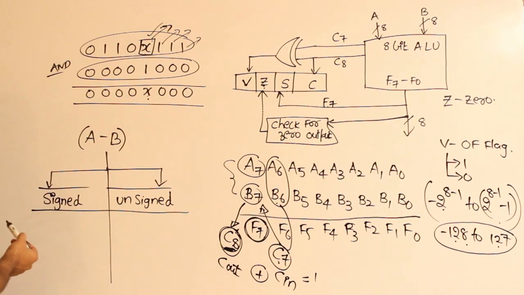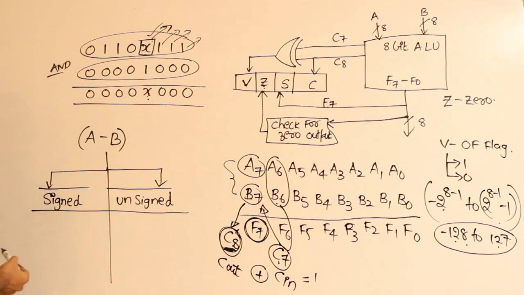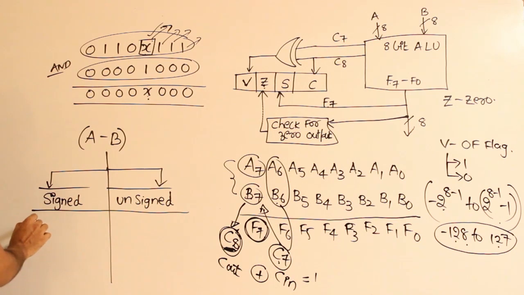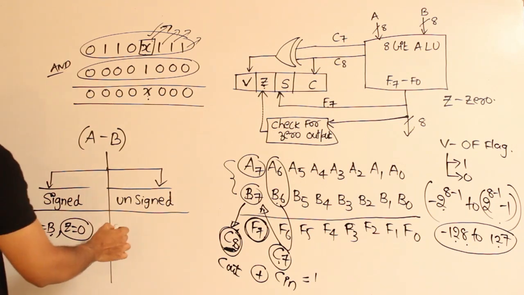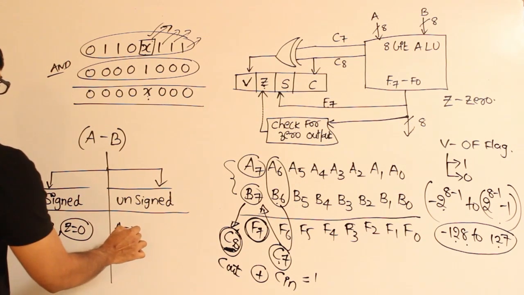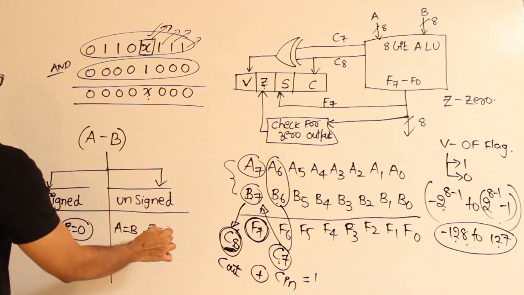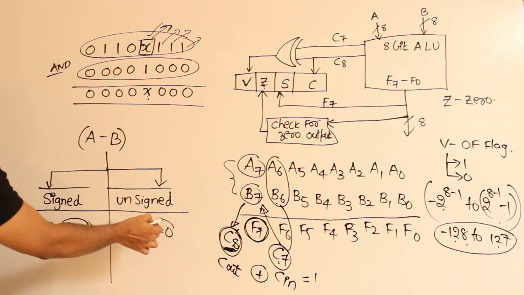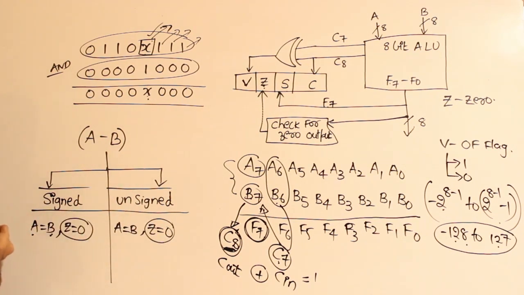So what happens is, if A and B are signed or unsigned, in the case of signed, if A equal to B, then Z will be equal to 0. By using this condition we can test, or we can declare that A is equal to B. Even in unsigned numbers also, if A is equal to B, then the result will be 0. Then we can say that both are equal.